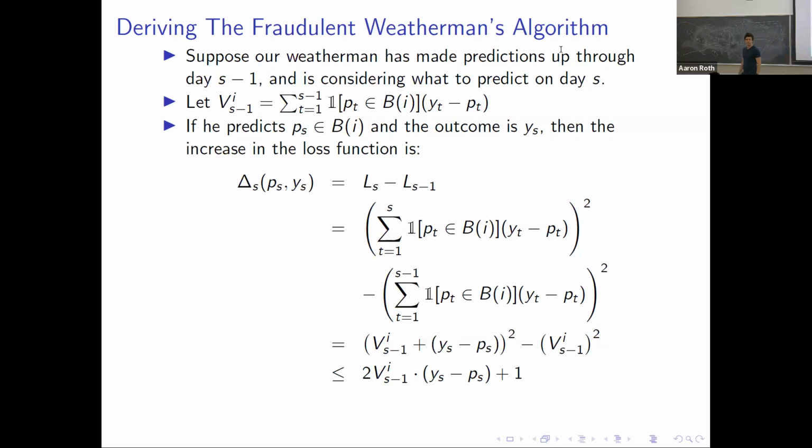Okay, so as a function of what I play and as a function of the outcome that's realized by nature or by the adversary, my increase in calibration loss cannot be bigger than this. Right? So maybe I'd like to figure out a way to play to guarantee that this is small, so that my calibration loss can't increase too quickly. Does that make sense?